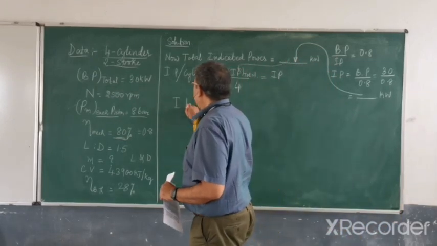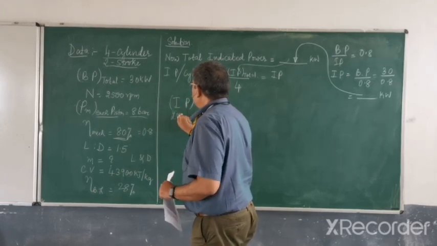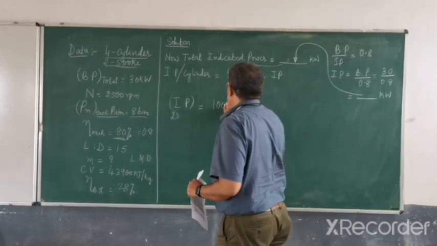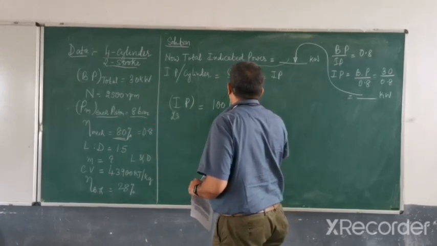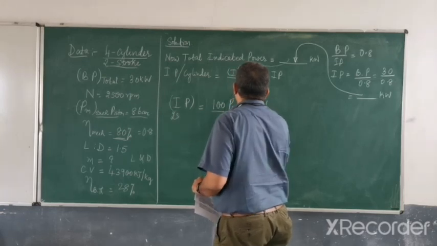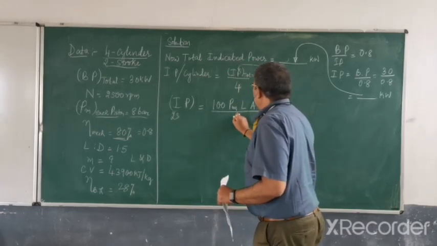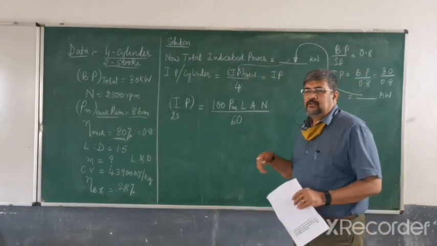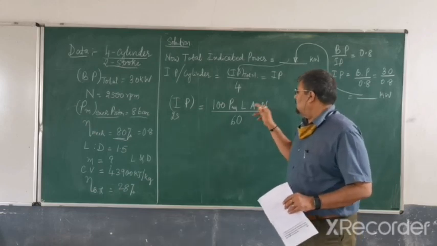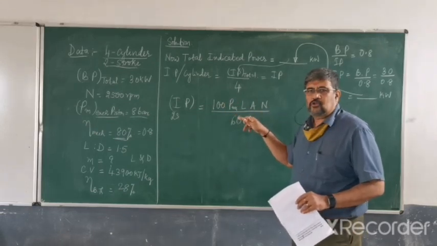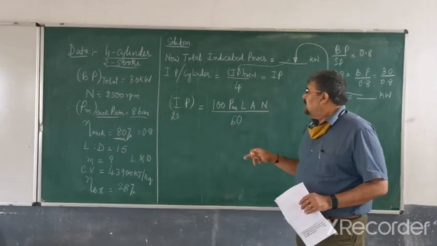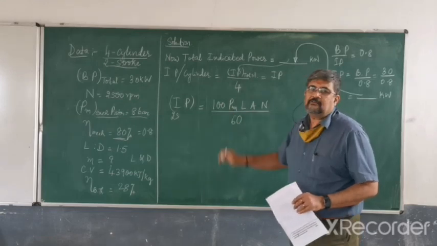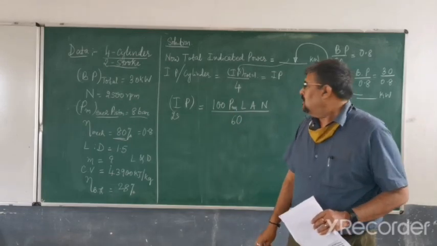Indicated power for a 2-stroke engine is given by, since it is given in bar, I write it as 100 into Pm into L into A into N divided by 60, because we used to write 60 into 2 for a 4-stroke engine, where it was N by 2, but here we write it as only 60. And that 1000 has also vanished because the value of mean effective pressure is given in bar.